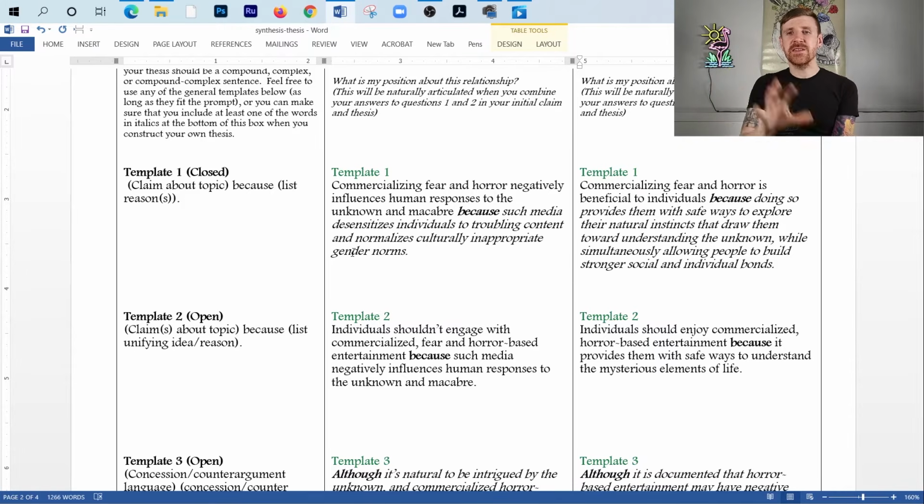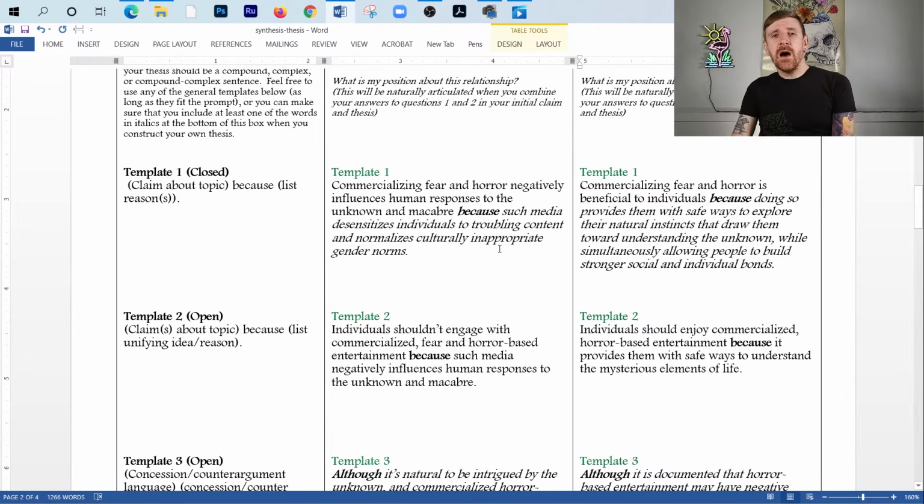We're going to start with desensitizing individuals to troubling content like violence and the paranormal, and then we'll finish up with this idea of normalizing inappropriate gender norms. And then I can write that paper, and it's going to follow that line of reasoning. And we're always going to tie that back to how that's a negative influence on human responses to exploring things that are unknown or mysterious to them.